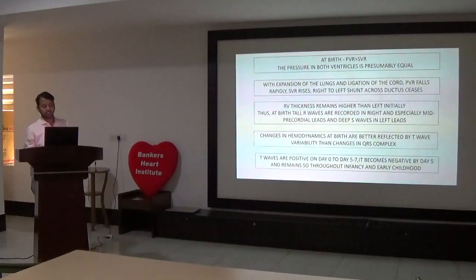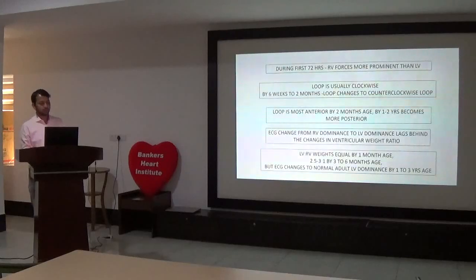T-waves are positive on day 0 to day 5. They become negative by day 5 and remain so throughout infancy and early childhood. So persistent positive T-waves after 5 days of birth signify some pathology in an infant, like in adult ECGs. During the first 72 hours, RV forces are more prominent than LV.